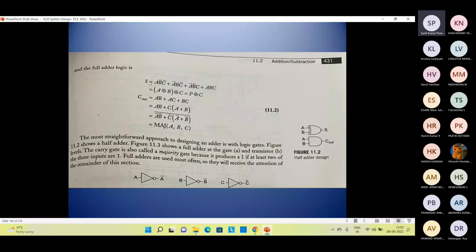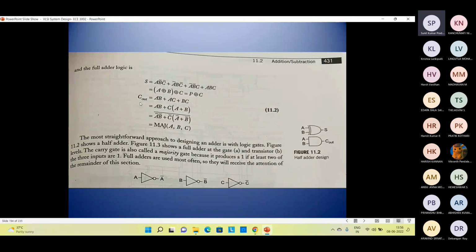Now after sum, we will define C out for the full adder. This carry out will be AB, that is the AND operation between A and B, plus AC, the AND operation between A and C, plus BC, the AND operation between B and C. Now we can rearrange things. So it is AB plus C, we take C common, so it will be A plus B.